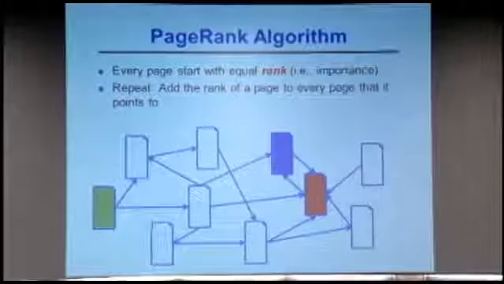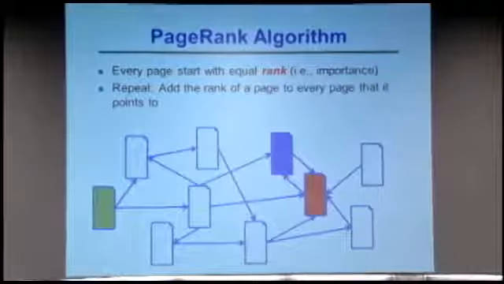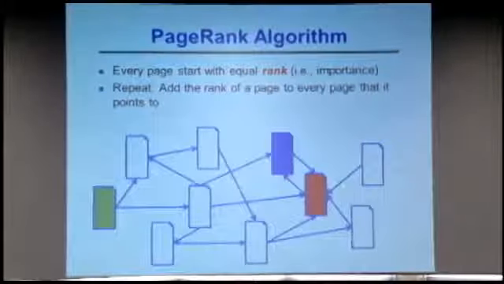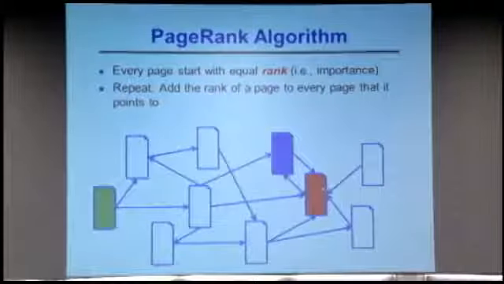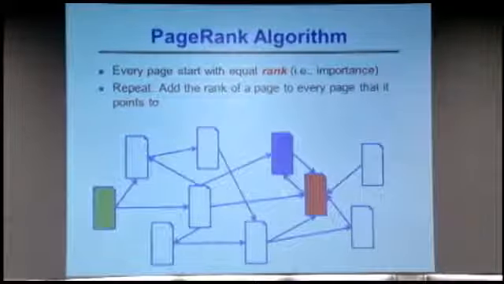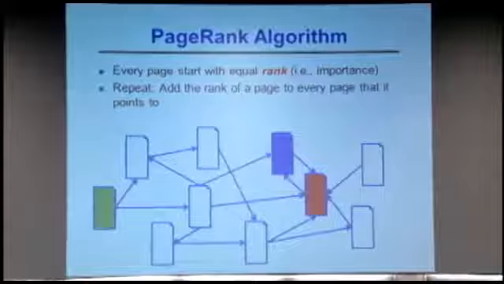Now, in the second step of the algorithm, the algorithm will do the same thing again. It will look at the rank of all of the pages and add the rank of every page to every other page it points to. So the rank of the red page will be added to the blue page. So the blue page will get a boost in importance. And this continues until the relative importance of the pages does not change.